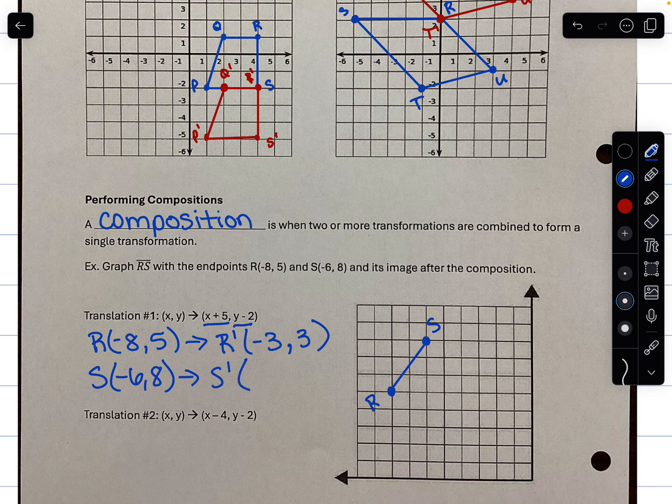Okay, and then for S, we started with negative 6, 8. So for S prime, we're going to do negative 6 plus 5, negative 1. What about 8 minus 2? 6. Okay, I'm going to change and put that in red. So negative 6, we're going negative 3 and up 3. This will be R prime, and then negative 1, positive 6 for S prime.